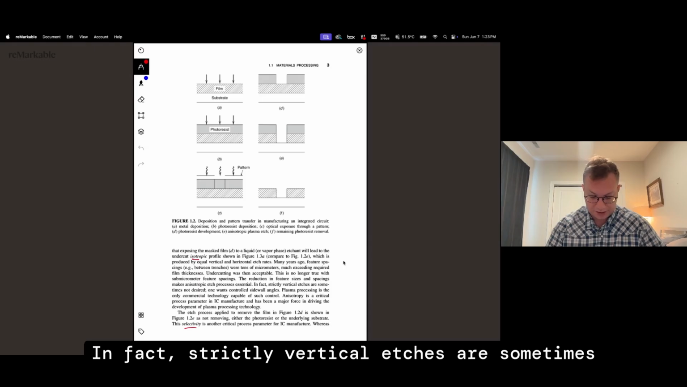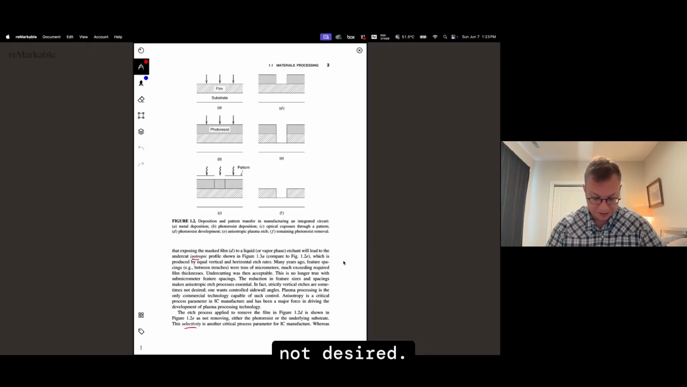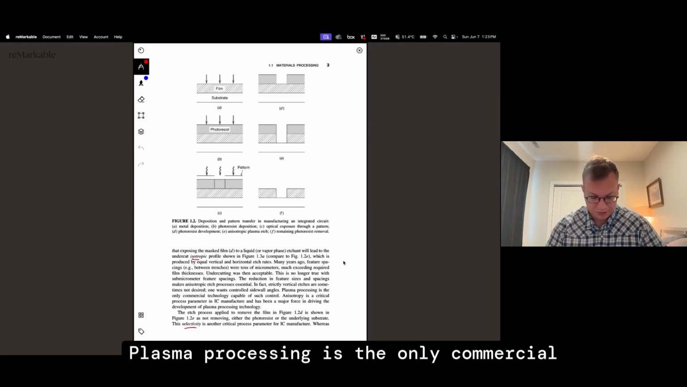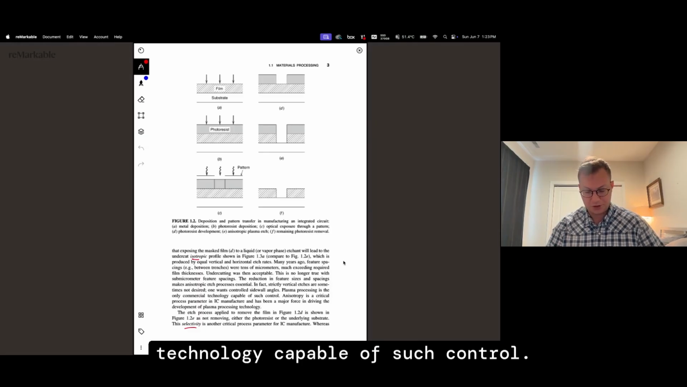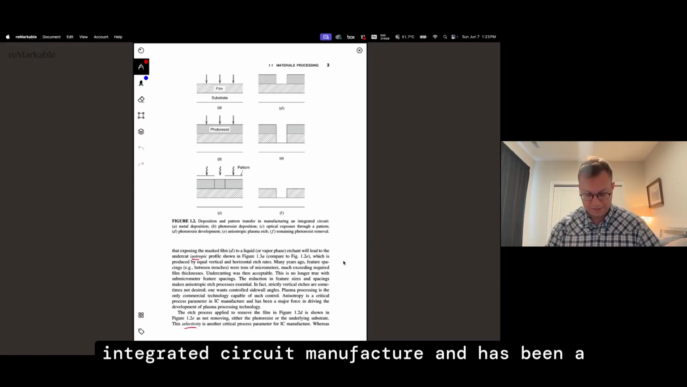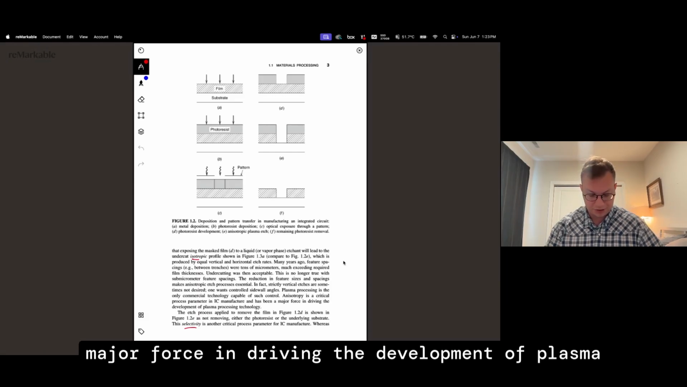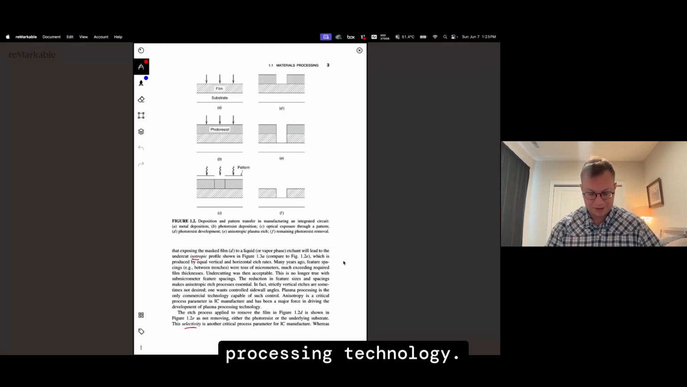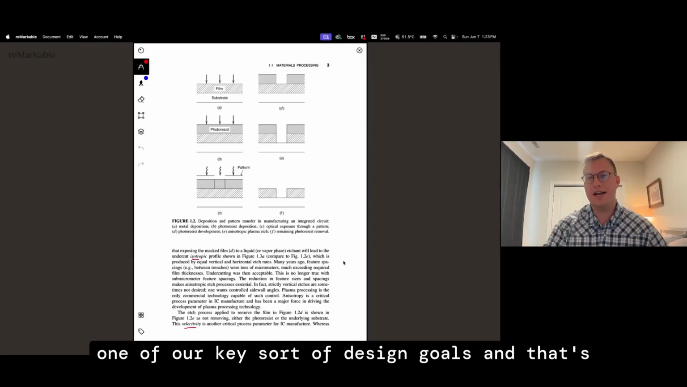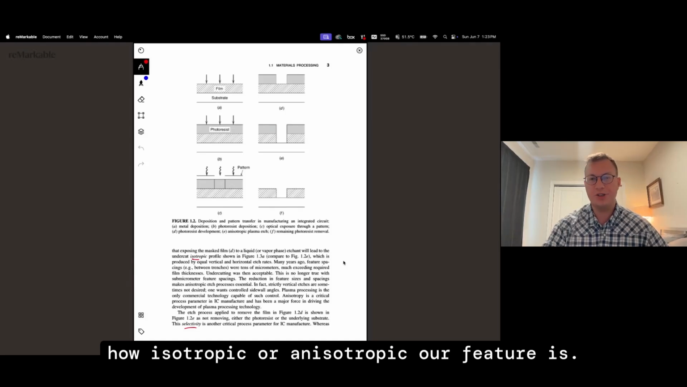In fact, strictly vertical etches are sometimes not desired. One wants controlled sidewall angles. Plasma processing is the only commercial technology capable of such control. Anisotropy is a critical process parameter in integrated circuit manufacture and has been a major force in driving the development of plasma processing technology. So here we're introduced to one of our key design goals, and that's how isotropic or anisotropic our feature is.